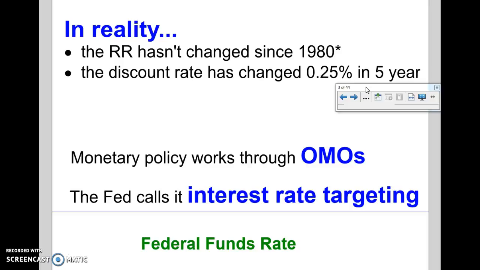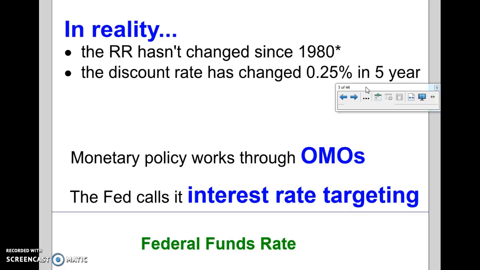As we covered before, the Fed usually uses open market operations. It barely ever touches the discount rate. And it does not like to touch the reserve rate. The reserve rate has not changed since 1980, and the discount rate that the Fed controls has changed 0.25% in 5 years. In December of 2015, they decided they would alter it by 0.25%. But before that, it hadn't changed since early 2009. So they use open market operations, buying and selling bonds.